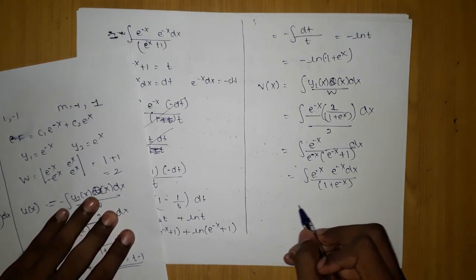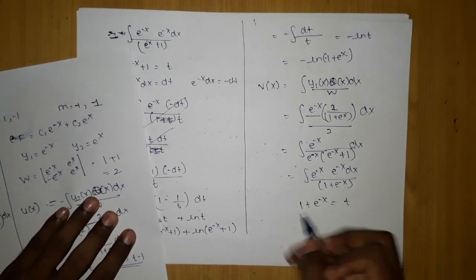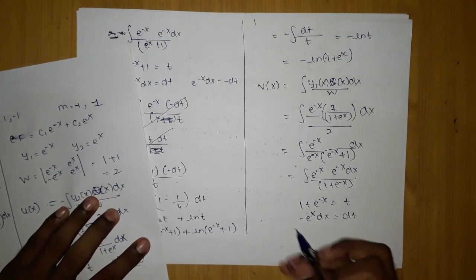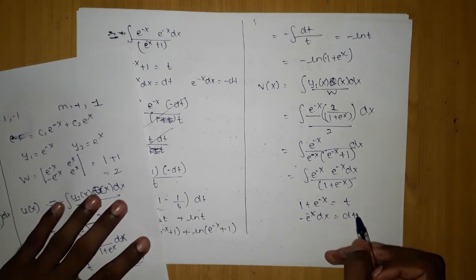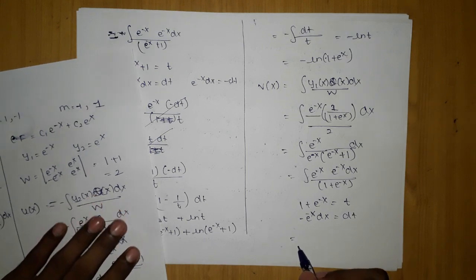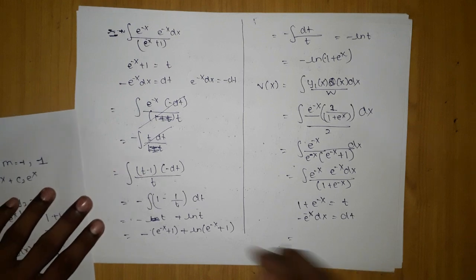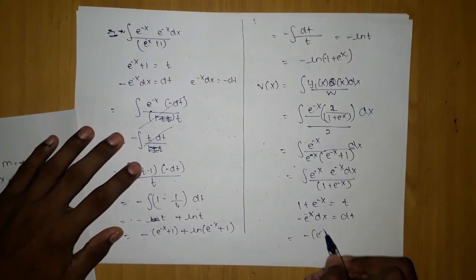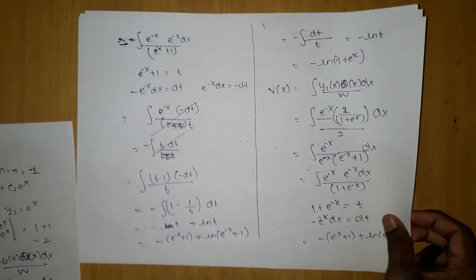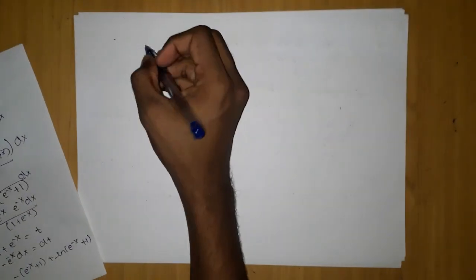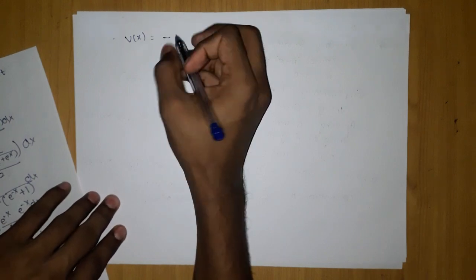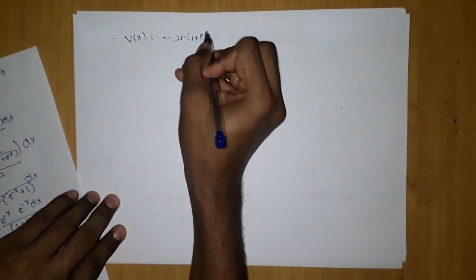Now you are going to consider 1 plus e to the power minus x as t, giving you minus e to the power minus x into dx equals dt. Substitute and try to get the answer. It will become nothing but minus dt. So if you substitute, your final answer will still be the same, which is minus e to the power minus x plus 1 plus ln e to the power minus x plus 1. And similarly, your v of x in this case will be indirectly nothing but the u of x of the second case, ln 1 plus e to the power x.